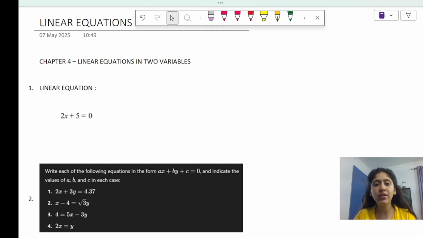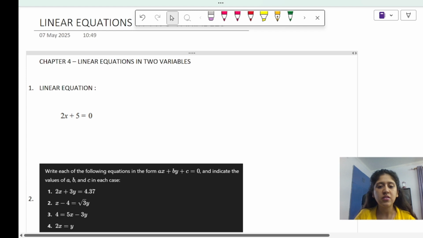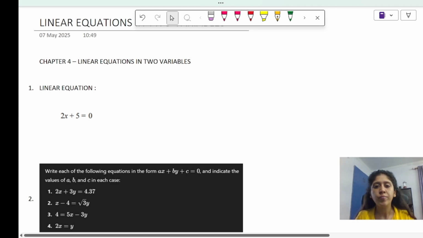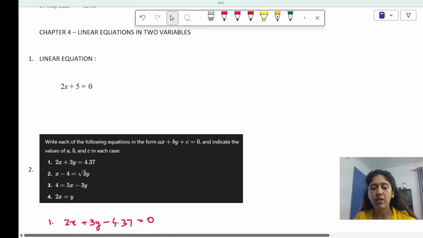We are going to start with the fourth chapter, that is linear equations in two variables, and this is quite a bit like your polynomials, but it's a bit different obviously. We have learned about certain polynomials, certain equations that have been formed using x and y variables. Yes, तो उसी को अब हम आज डिटेल में करने वाले हैं.